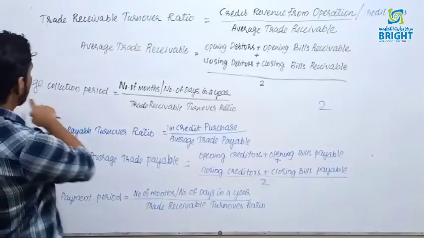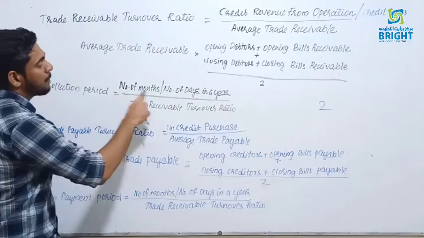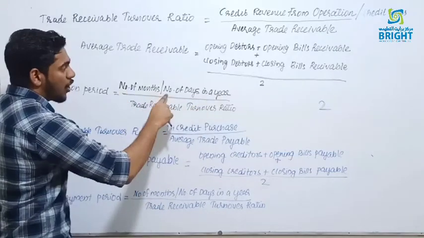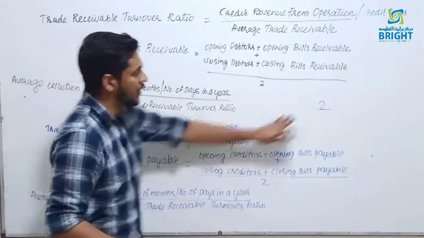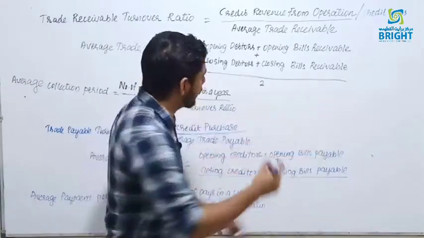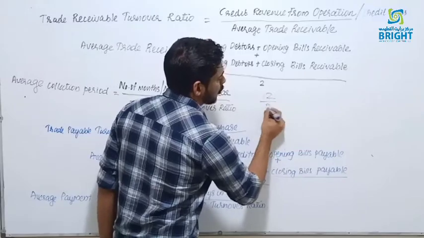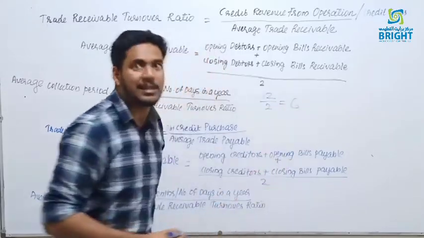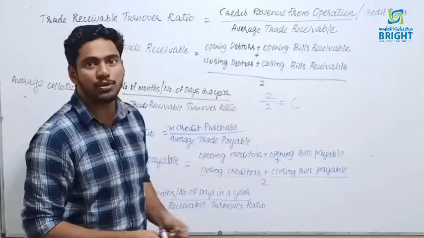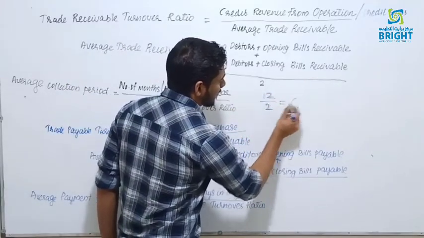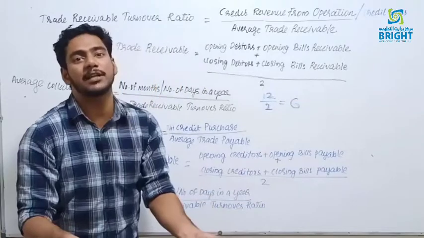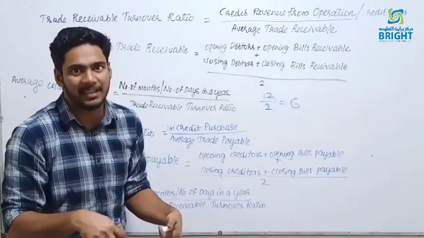How can you find it? Average collection period is the number of months in a year or number of days in a year divided by trade receivable turnover ratio. See, your answer is 2, and number of months 12 divided by 2 is equal to 6, which means after every 6 months. Here you used 12 months divided by 2. Here you can see 6. After every 6 months you are collecting your debts back.